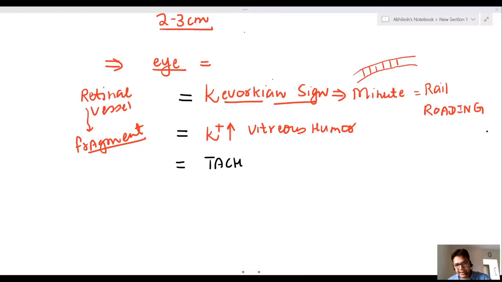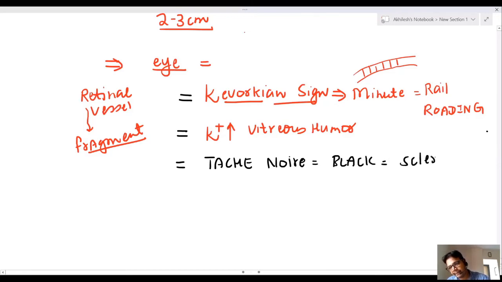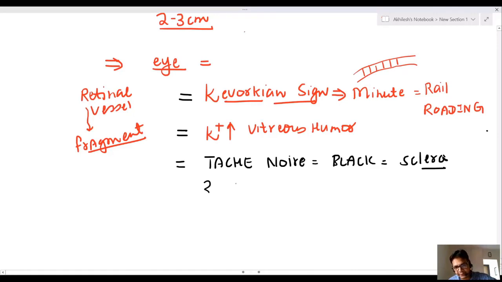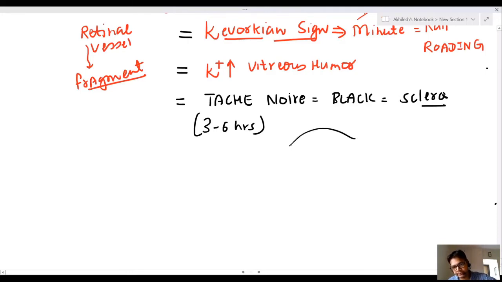The third finding in the eye is tachyneuria. Actually, sir, tachyneuria are black spots in the eye, in the sclera part. It is seen 3 to 6 hours after death. I will show you the picture also.